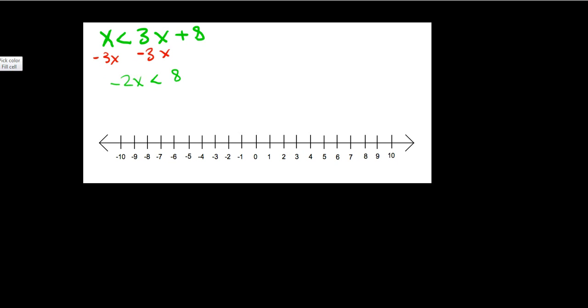Now we want to isolate the x. In order to do that, we must divide both sides by negative 2, because negative 2x divided by negative 2 leaves us with 1x. But when you divide the 8 by a negative 2, the sign in the middle must be flipped because it was a negative number. So x > negative 4. And we can graph this on the number line, starting at negative 4, put an open circle because it's just greater than, not greater than or equal to, and then the line extends out to the right.